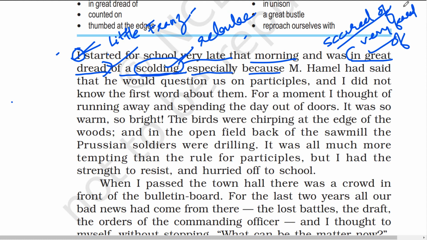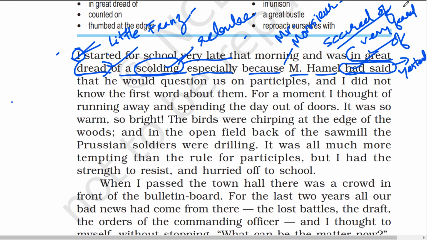Especially because of Monsieur Hamel. M. in French means Monsieur. Monsieur is a French word for Mr. Mr. Hamel, pronounced as Monsieur Hamel, had said that. Had said means it was told yesterday or in the last class. That is why it is used as had said.